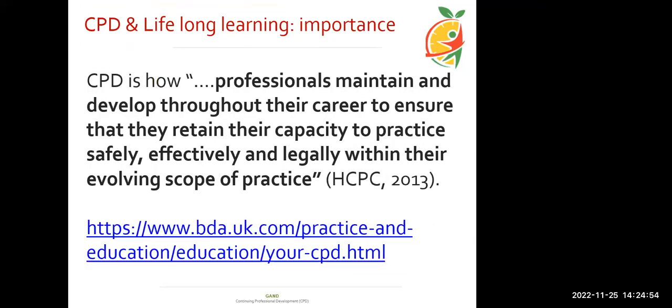Now, the BBA, which is our colleague from the UK, has this definition for CPDs. It says that it is important because, for professionals, CPD is how we maintain and develop throughout our career to ensure that we retain our capacity to practice safely, effectively, and the key word here is legally, within the evolving scope of practice. So yes, our practice is not static.